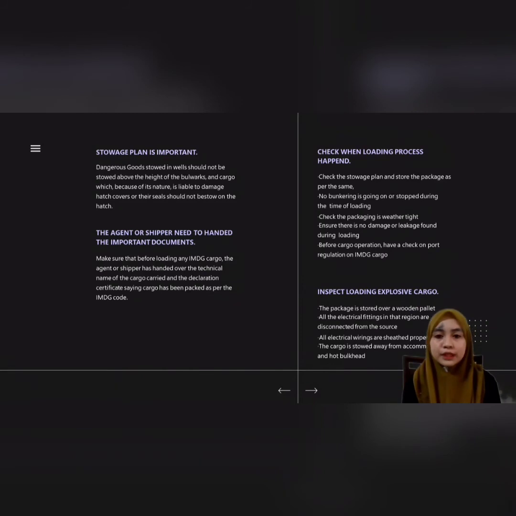All the electrical fittings in that region are disconnected from the source, and all electrical wiring is shaded properly. And the last is the cargo is stowed away from accommodations and hot bucket. All of this is to make sure that incidents and accidents can be avoided. We go to the next presenter.